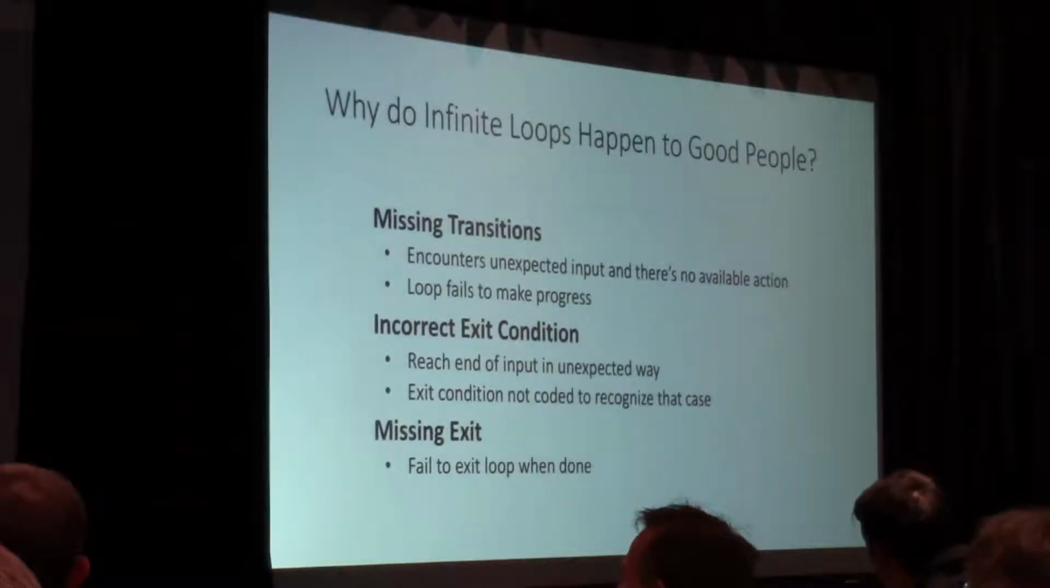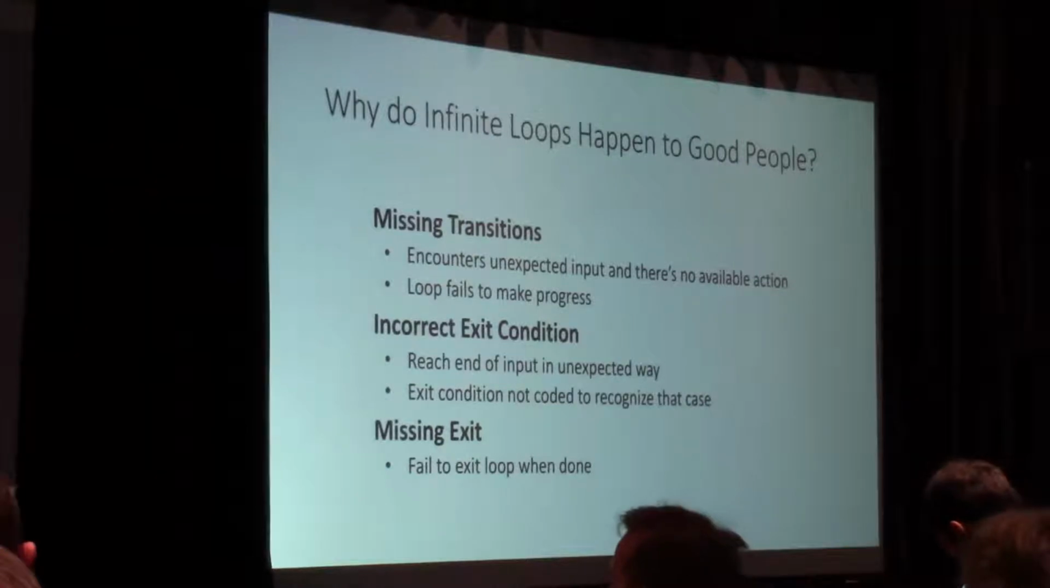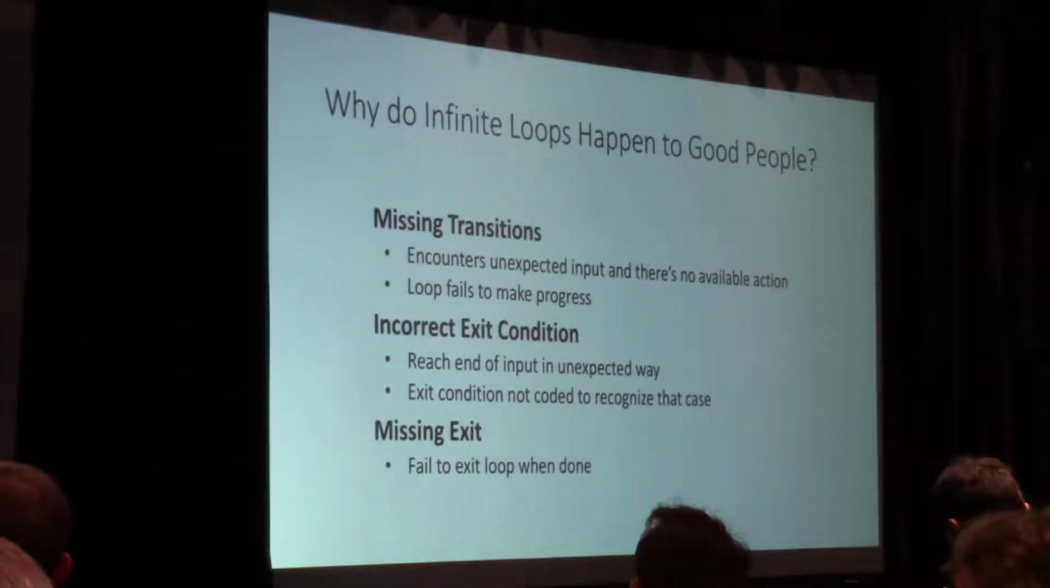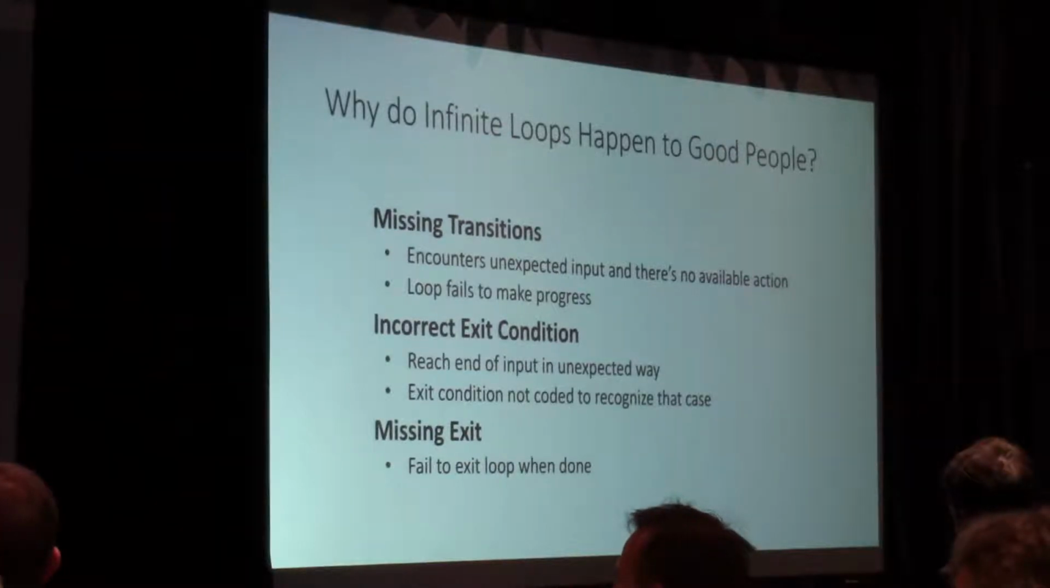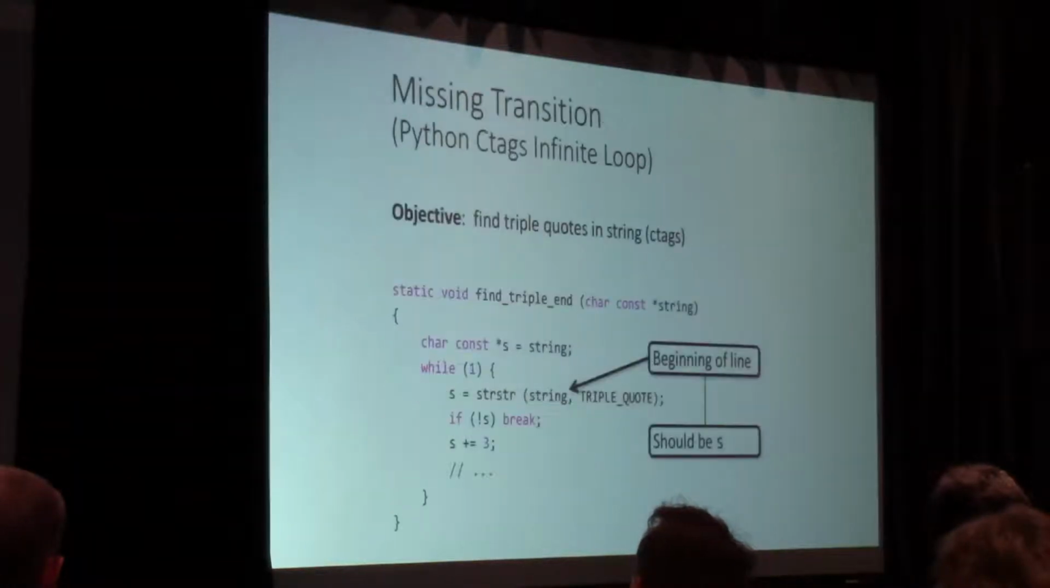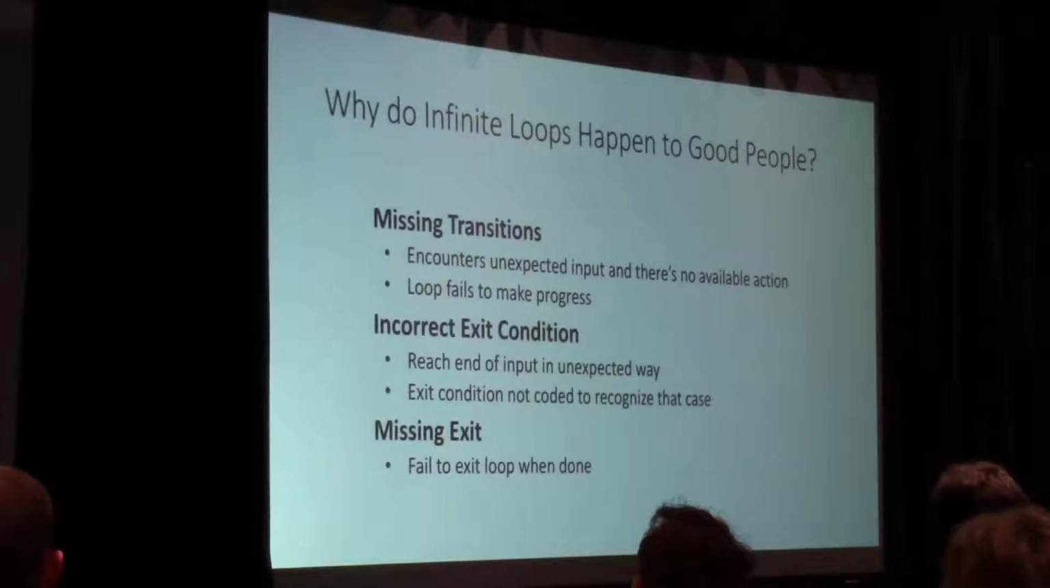Let's take a real quick first question. Why do infinite loops happen to good people? Okay? Missing transitions. So what you should think about for a missing transition is, you read a piece of input, you have a big case statement that says if this, and this, and this, and this, and they missed one of the cases, and it comes in and just doesn't read any input. Okay, so you never reach the input. Sometimes you have an incorrect exit condition, and you fail to exit the loop. So let's take a look at one of these infinite loops.